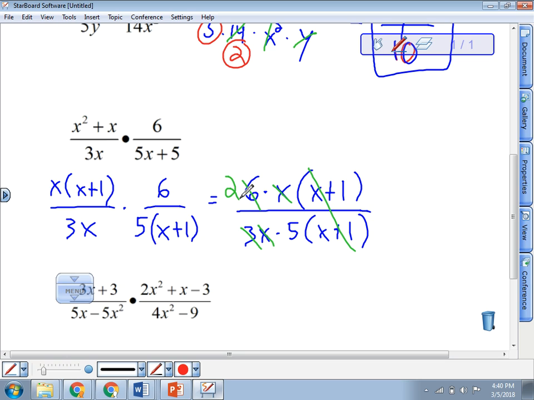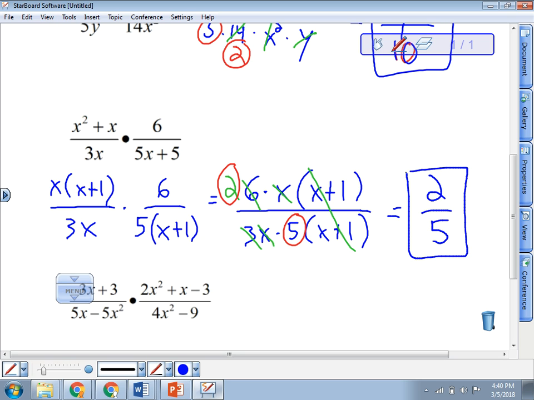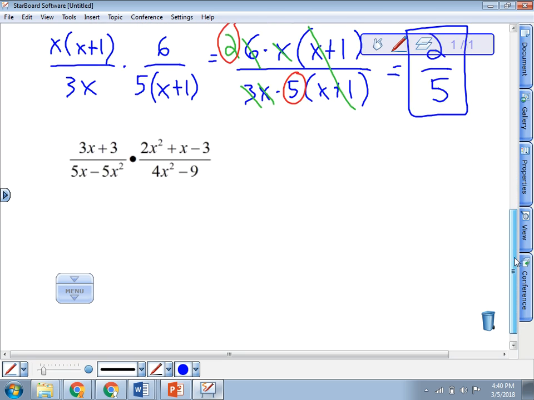So what are we left with? On top, I just have a 2. Everything else is gone. On bottom, I just have a 5. So all of that simplifies to 2 over 5, and that's your final answer. One more, and then we're done.